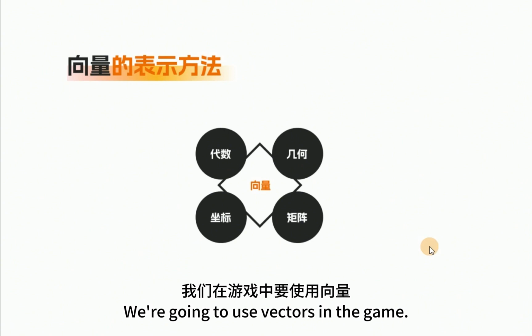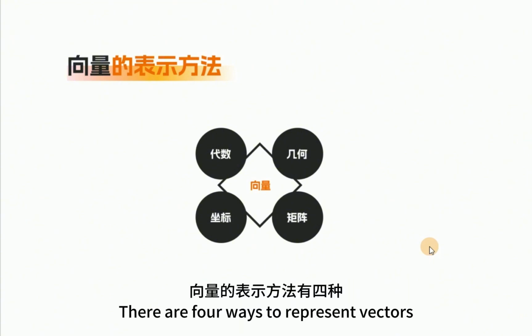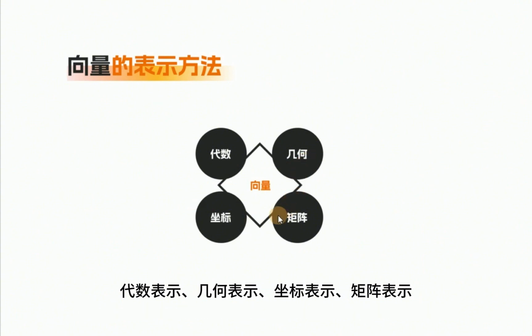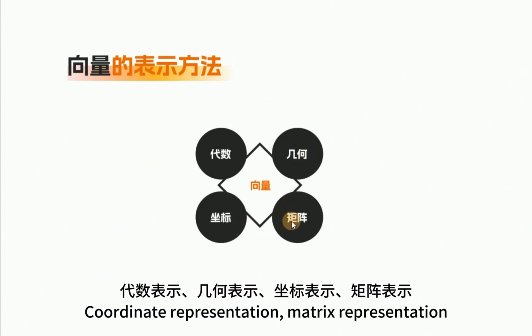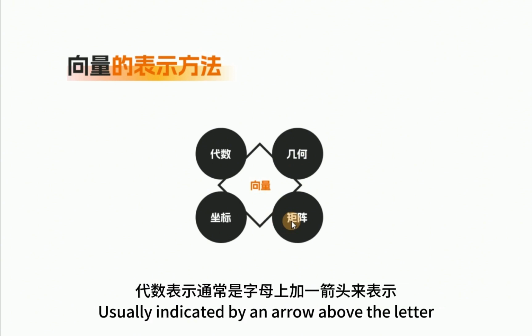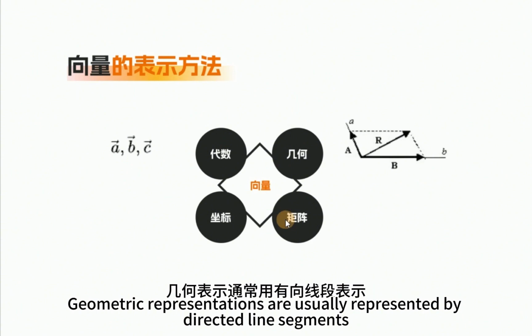We are going to use vectors in the game, so you must know how to represent vectors. There are 4 ways to represent vectors: algebraic representation, geometric representation, coordinate representation, and matrix representation. Algebraic representation is usually indicated by an arrow above the letter. Geometric representation is usually represented by directed line segments.